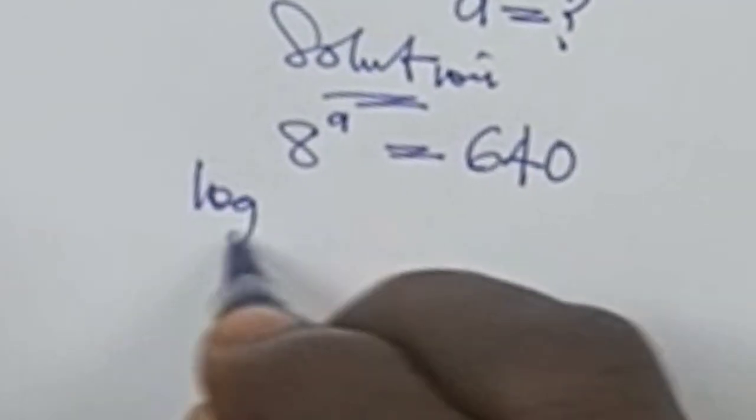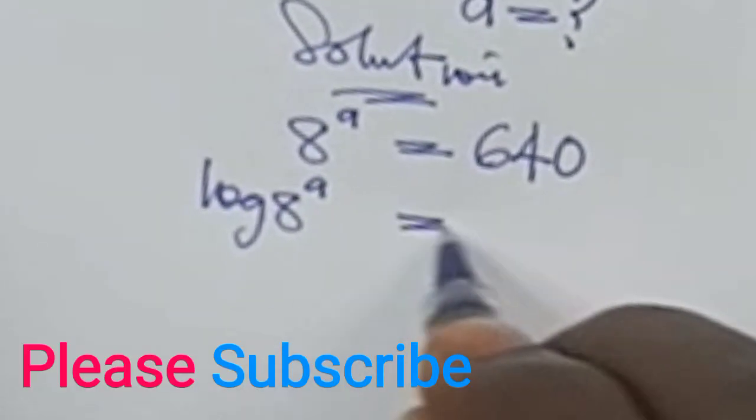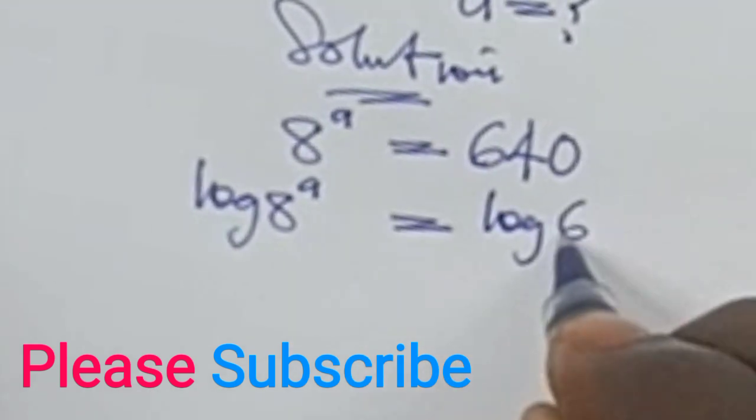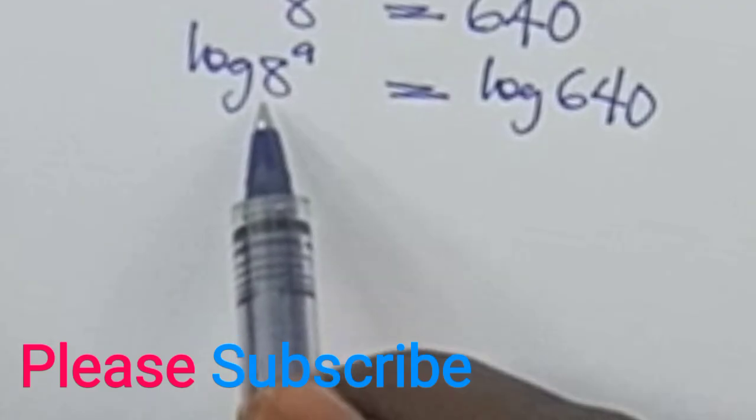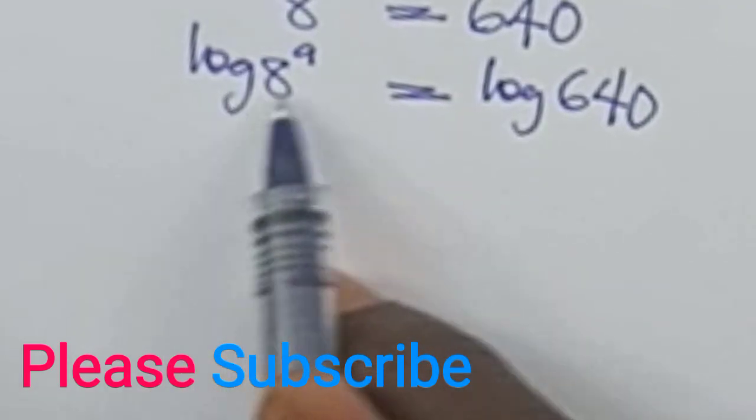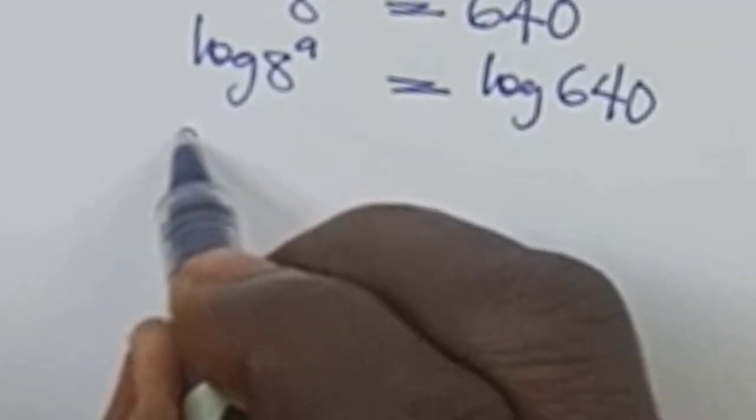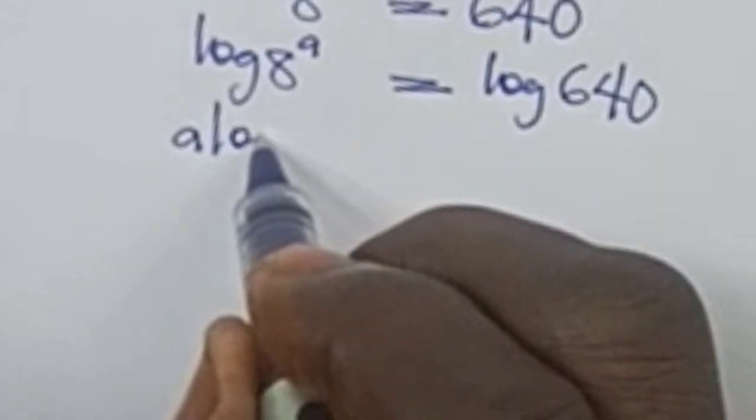So here in the first line we're going to take log to base 10 on both sides. That is log 8 to the power of a equals log 640. And if we apply the power rule, the power comes down to multiply the log, so the next line becomes a times log 8 equals log 640.